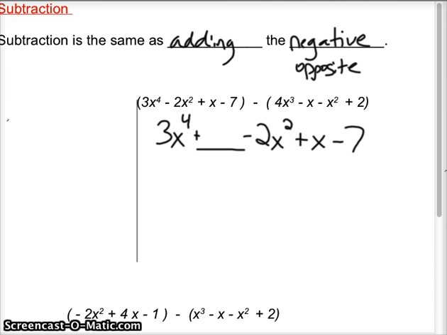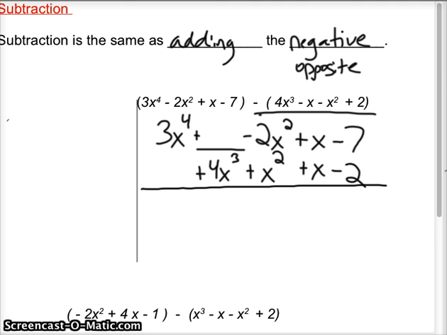And now, I'm going to flip the sign of everything in the second one. In order to subtract it, I'm going to flip the sign of everything. So it's going to become a positive 4x to the third, a positive x squared, and a negative 2. All right, so basically all I've done, I've distributed that negative throughout. I've written the opposite of everything inside the second parenthesis.